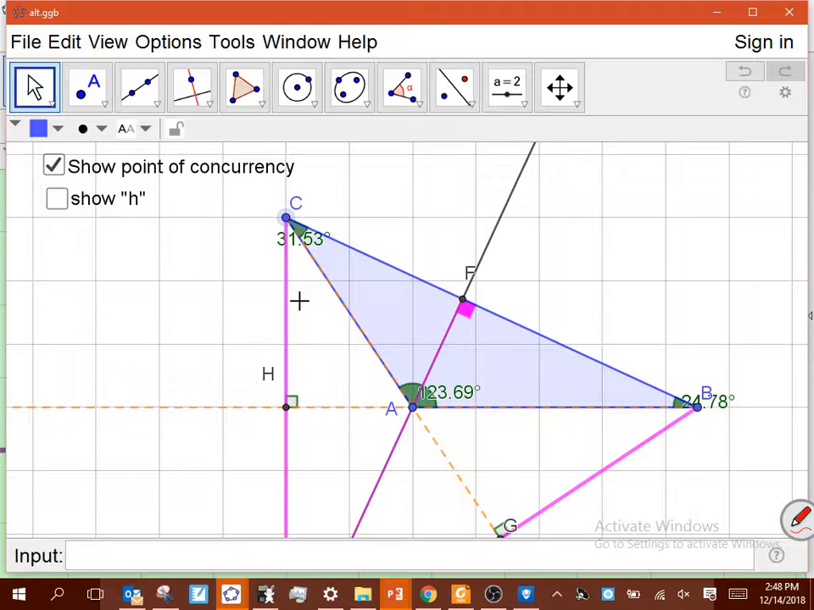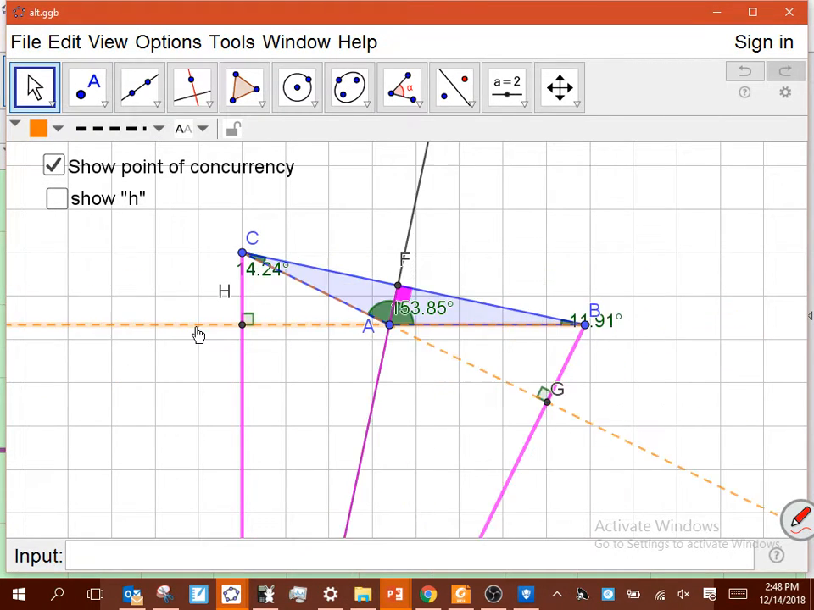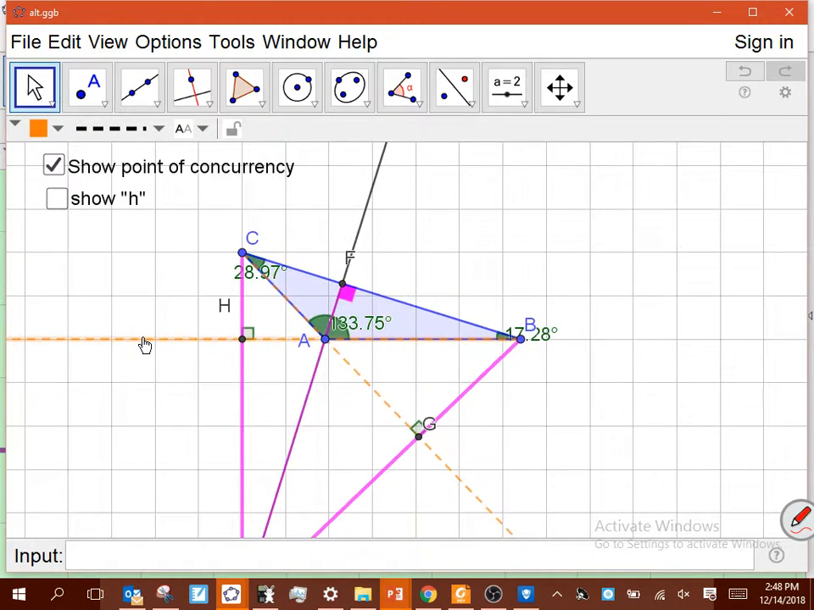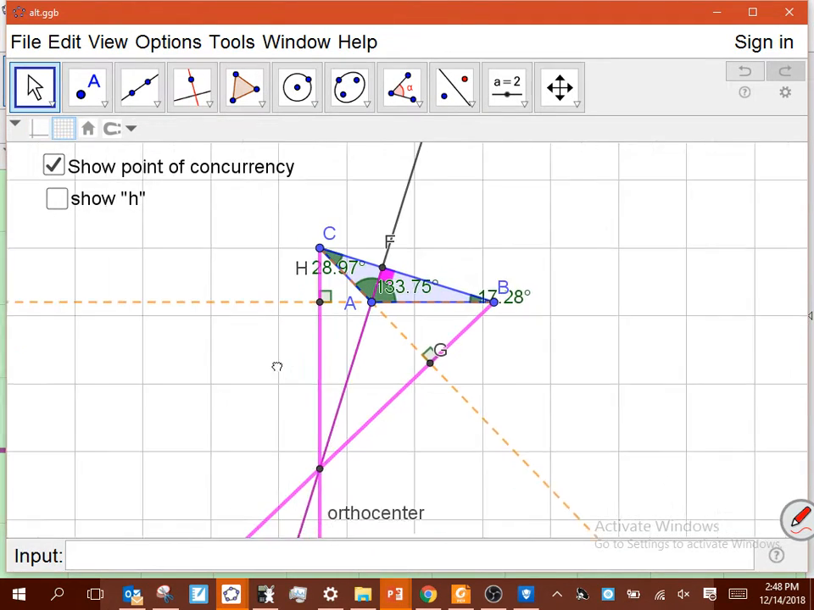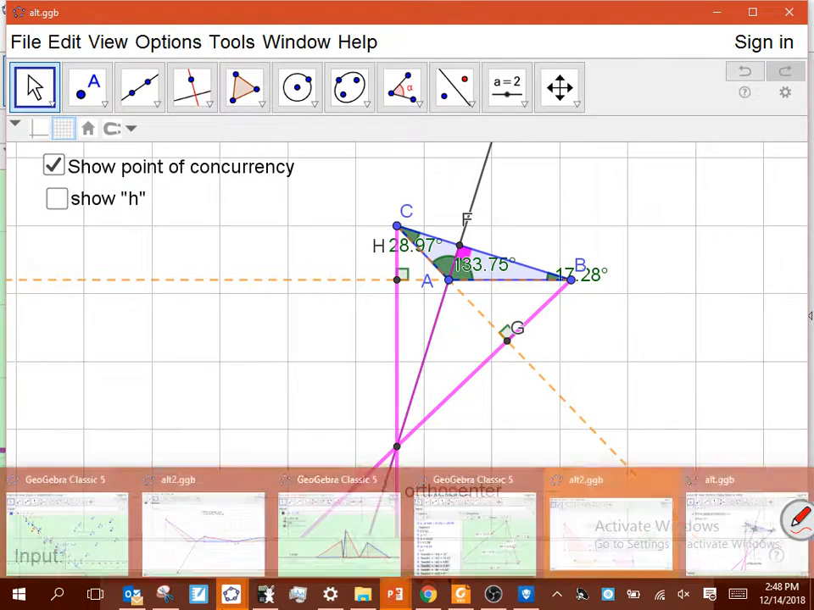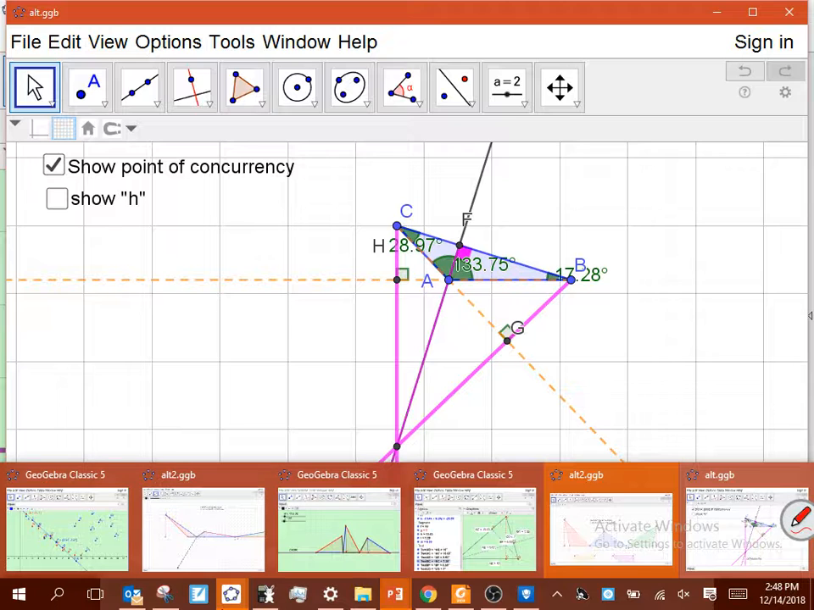When my triangle is like this, what kind of triangle is that? It's obtuse, right? Where is the orthocenter existing for an obtuse one? It's on the outside, right? Now, we haven't talked about this, but let's look at this.